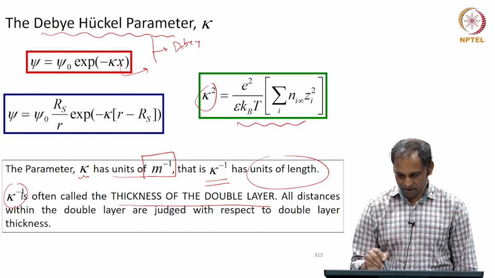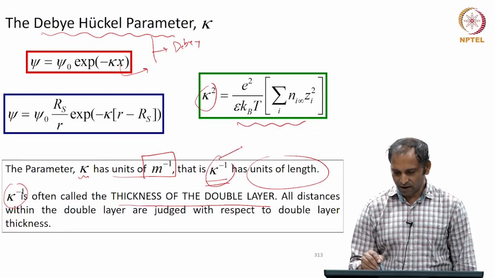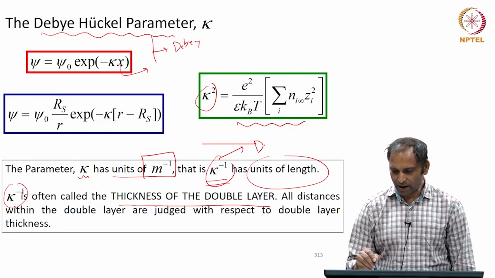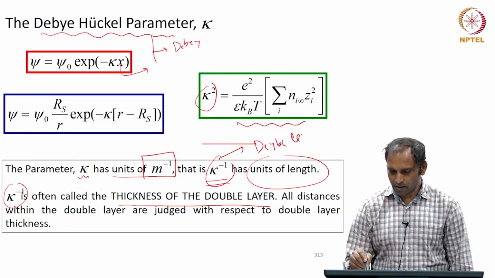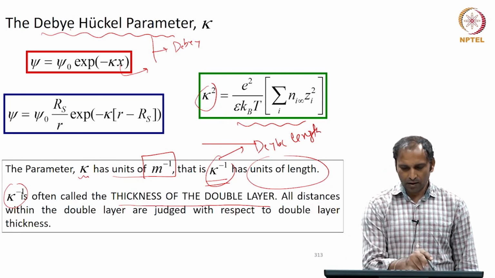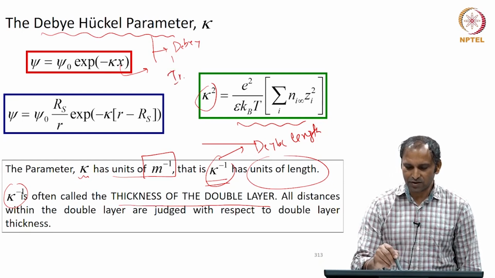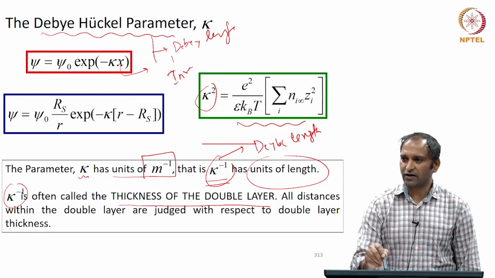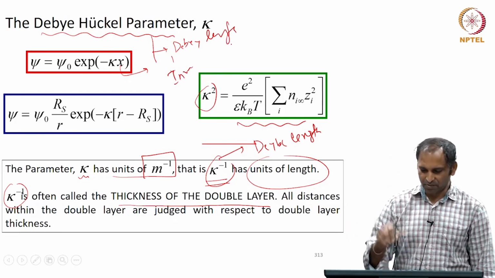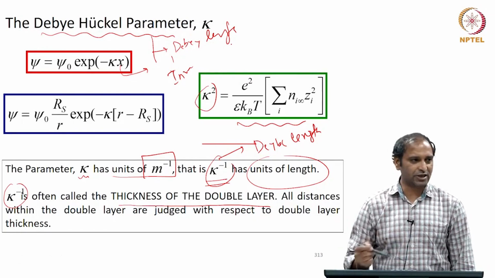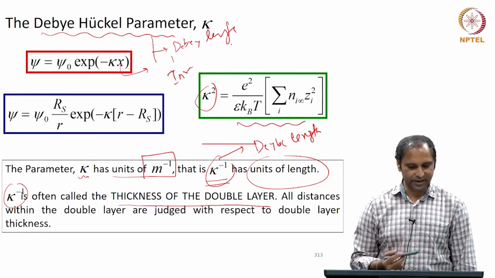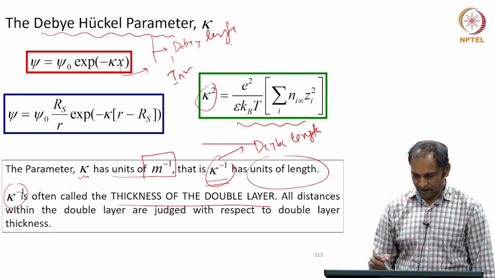So, K inverse, which has units of length, is called the Debye length, and K, which has units of meter inverse, is called the inverse Debye length. These are the names that people use interchangeably depending upon different textbooks.